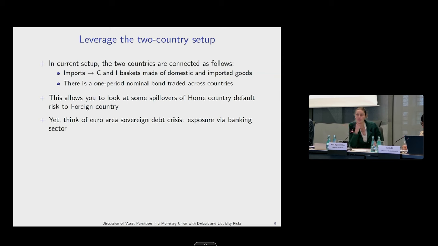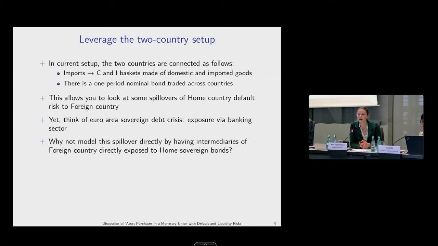And if we think of the sovereign debt crisis, there was a huge exposure via the banking sector from one country to the other. I'm thinking here of German banks, for example, being exposed to Greek sovereign bonds. And so I think in your setup, it would be really nice if you could model these spillovers more directly, having a segmented market also in the foreign country and having intermediaries in the foreign country directly exposed to home sovereign bonds. Now you can only look at the macro consequences, but you don't have this direct spillover via the financial markets.